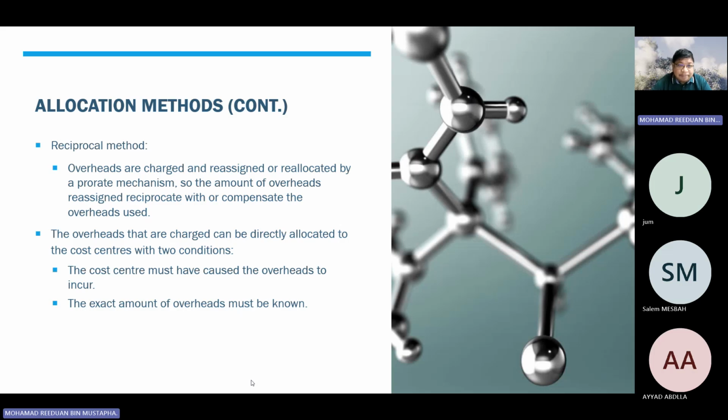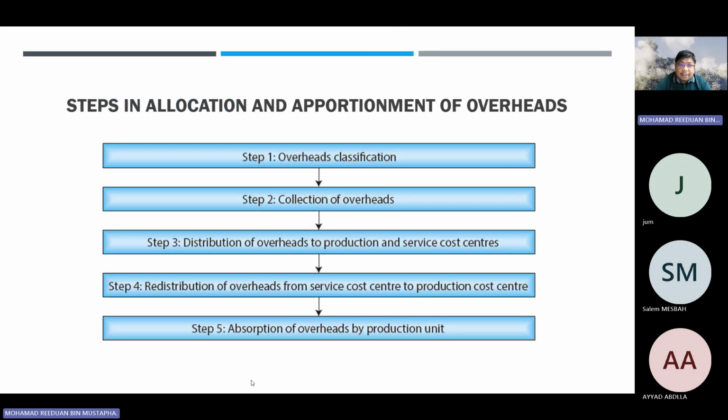Is it okay? So, the allocation method and the overhead that are charged can be directly allocated to the cost center with two conditions. The cost center must have a cost, the overhead, to incur. The exact amount of overhead must be known. And then the steps in allocation or apportionment of overhead.